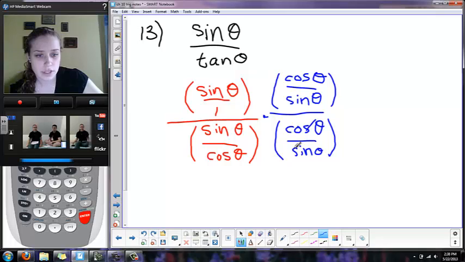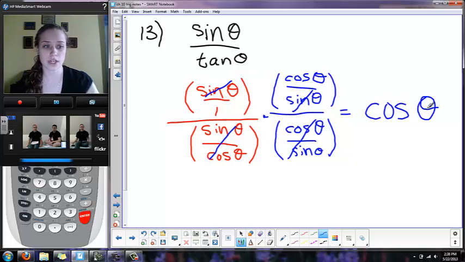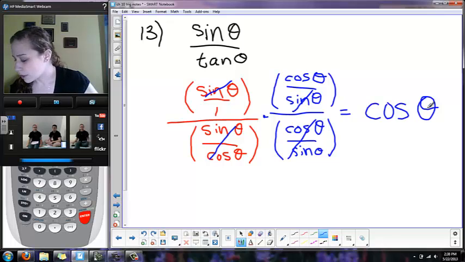Okay, so everything down here cancels out, and up on the top I'm left with a sine in the numerator and a sine in the denominator, so those cancel, and this whole thing is really just equal to cosine theta. So you can see that it said, rewrite it in terms of cosine, and the answer was cosine. So sometimes that happens. Okay.